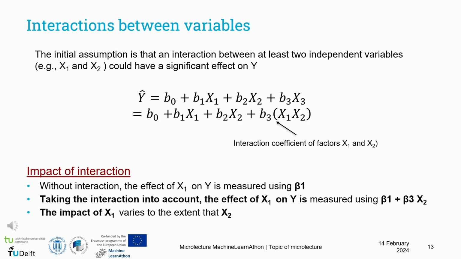Sometimes the impact of one independent variable on the dependent variable varies depending on another. To model this, we include an interaction term, which is the product of the two variables. Without the interaction, the effect of one predictor is constant. With the interaction term included, the effect becomes dependent on the value of the second variable. This allows us to capture interactions that better reflect real-world relationships.